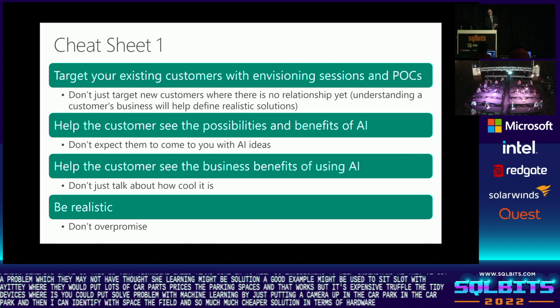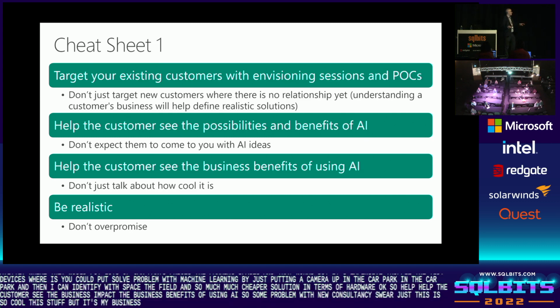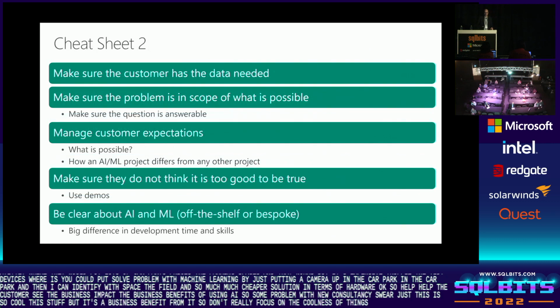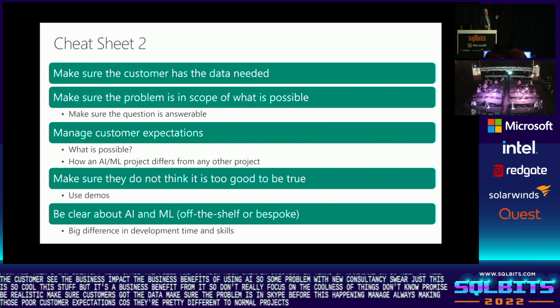Okay, so help the customer see the business impact, the business benefits of using AI. We see a problem with new consultancies where they just go, this stuff is so cool, but there's no business benefit from it. So don't really focus on the coolness of things. Don't overpromise, be realistic. Make sure your customer's got the data. Make sure the problem is in scope of what is happening. Always manage those customer expectations, because an AI project is different to normal projects. Make sure they don't think it's too good to be true.